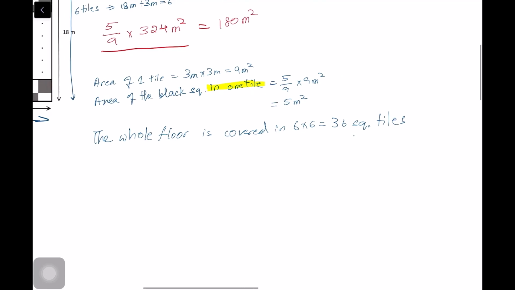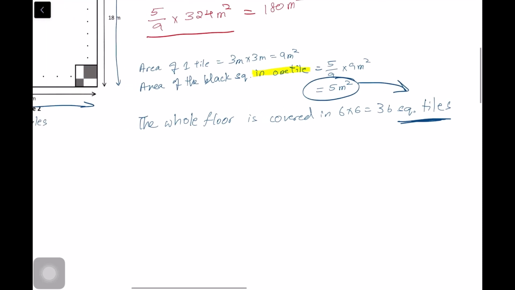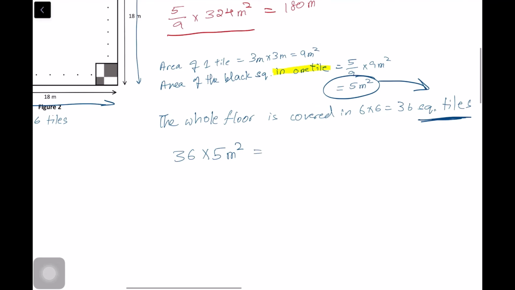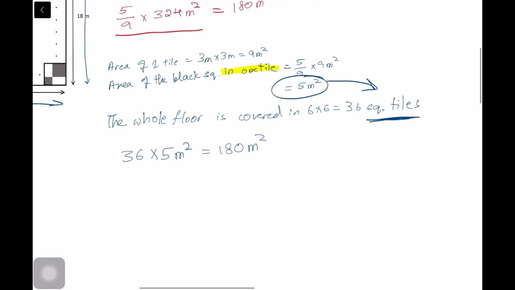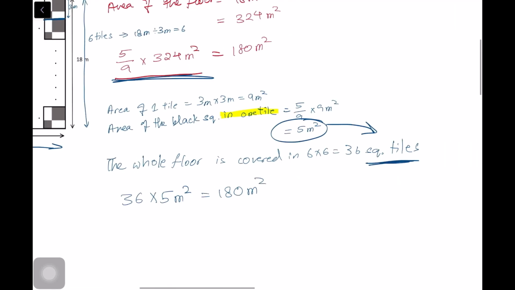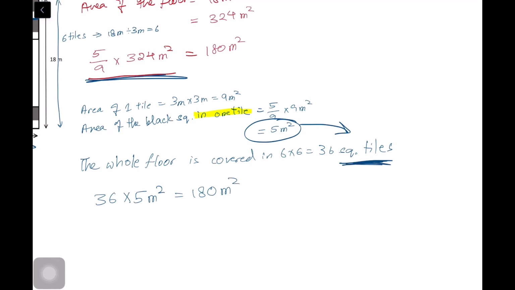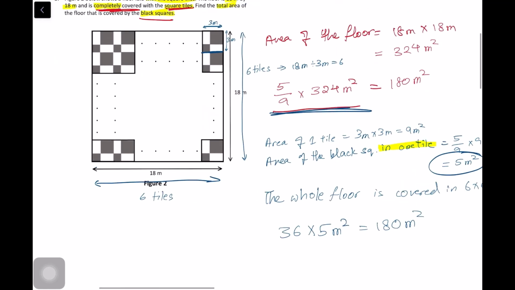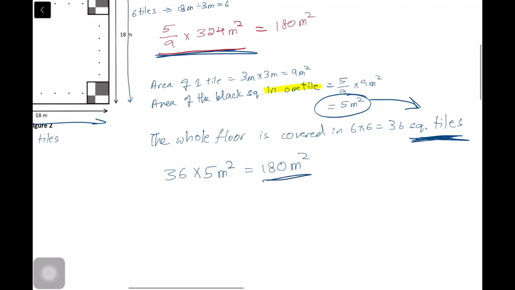And in one square tile, we have 5 meters squared of shaded region, right? So in 36 square tiles, we would have a total of 36 times 5 square meters of shaded region, which gives us 180 square meters. So either way, if you do 5/9 of the whole area of the floor, or you multiply the shaded area of one tile by the total number of tiles on the floor, you should get the same answer.